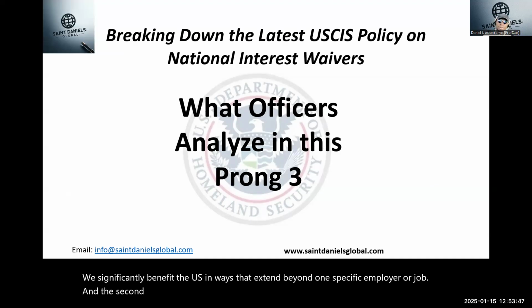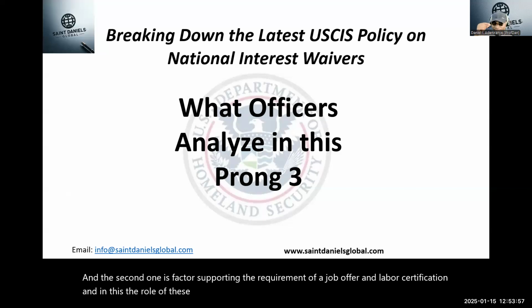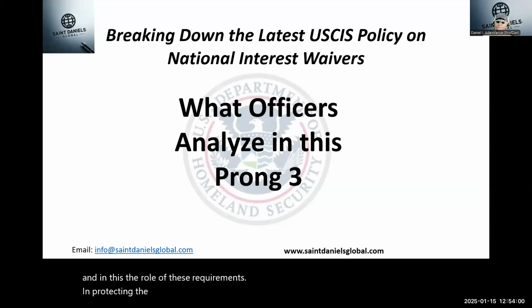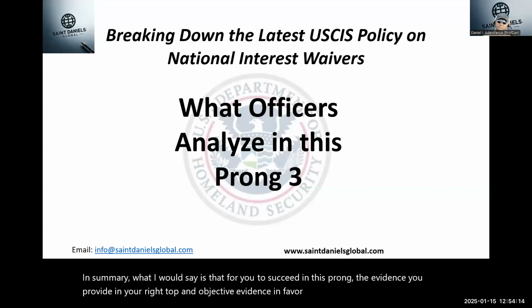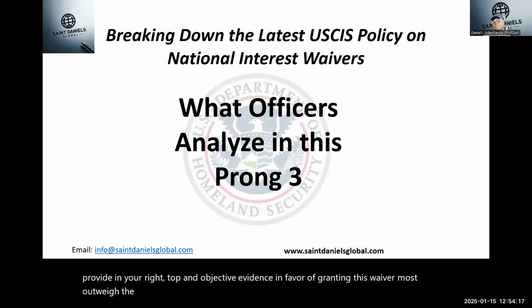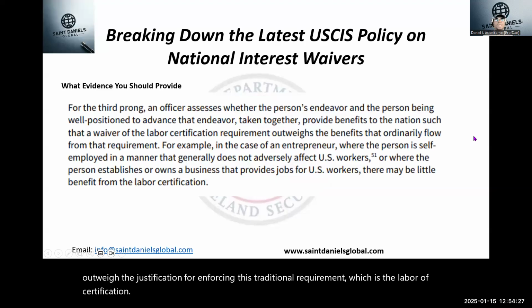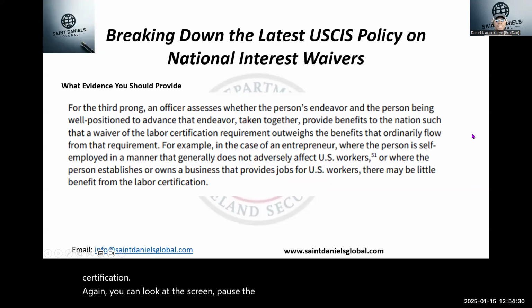And the second one is factors supporting the requirement of a job offer and labor certification, and in this, the role of these requirements in protecting the US labor market. In summary, for you to succeed in this prong, the evidence you provide in your write-up and objective evidence in favor of granting this waiver must outweigh the justification for enforcing this traditional requirement, which is the labor certification. Again, you can look at the screen, pause the video, and look at an extract from the latest policy manual.